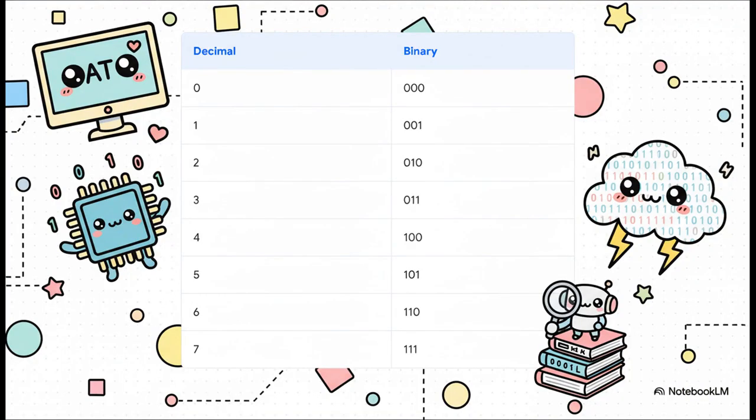So how in the world do you count with just on and off switches? Well, we use a system with 10 digits, right? 0 through 9. Computers use a system with only 2, 0 and 1. It's called binary. And by stringing these bits together in different patterns, they can represent any number you can think of. So for us, the number 2 is just 2. But for a computer, it's 010. Our number 4 is their 100. It's a totally different language, but it's a language built on the simplest logic possible.